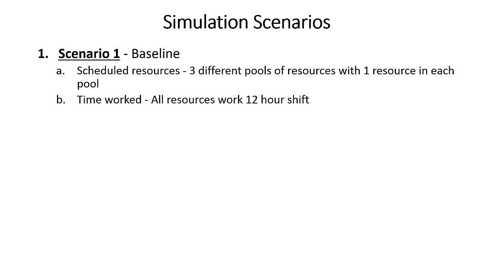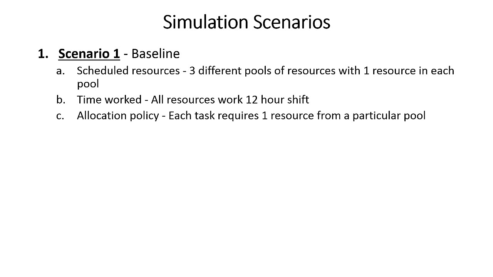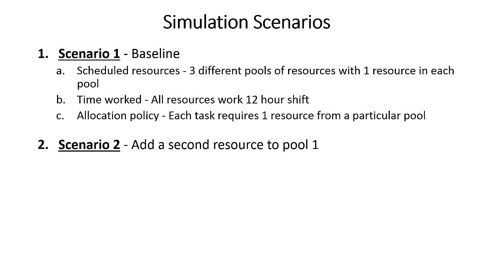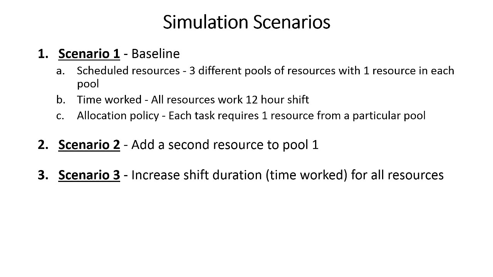We also have time worked. So in our baseline case, all resources work for a 12-hour shift. Then we have an allocation policy for baseline. Each task requires 1 resource from a particular pool. If that resource is not available, the task is simply going to have to wait until it is. So after analyzing how well our baseline scenario performs, we're going to create a second scenario. We're going to end up adding a resource. We're going to add a scheduled resource so that we have 4 scheduled resources. We're going to add a resource to pool 1.